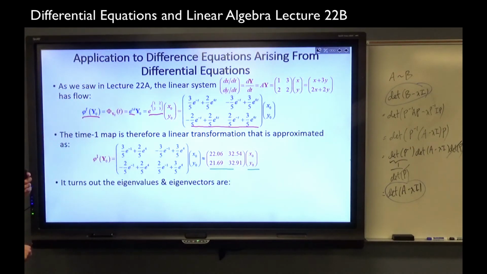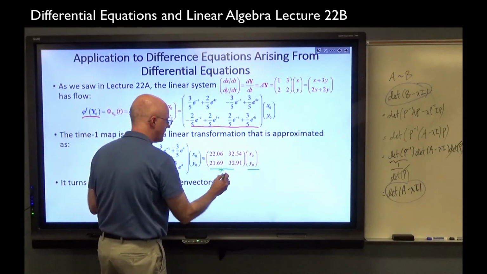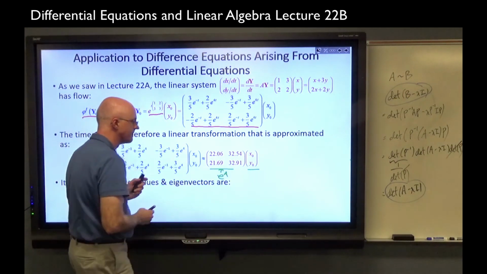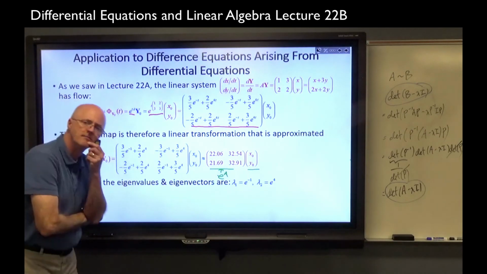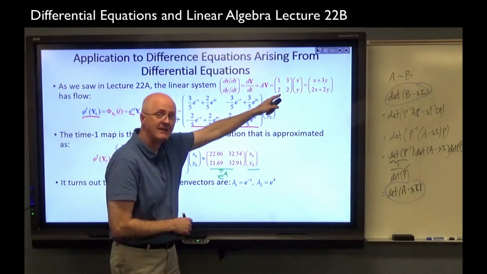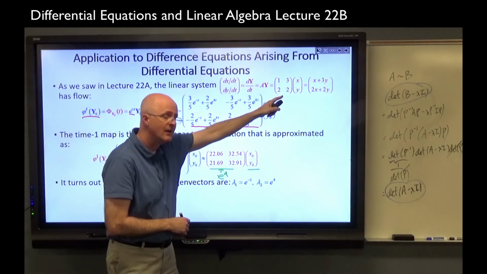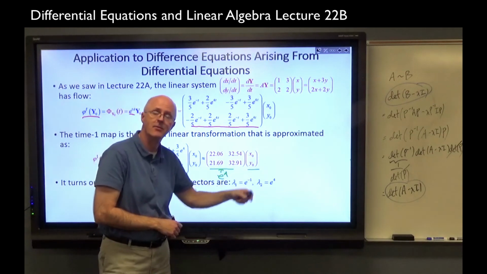It turns out, you might want to check this, that the eigenvalues and eigenvectors of this matrix here, this matrix exponential, this is e to the tA when t is 1, in other words, it's e to the A, are these two numbers, e to the negative 1 and e to the positive 4. The eigenvalues of this matrix were negative 1 and 4. The eigenvalues of this matrix are e to the negative 1 and e to the 4th. How about that?